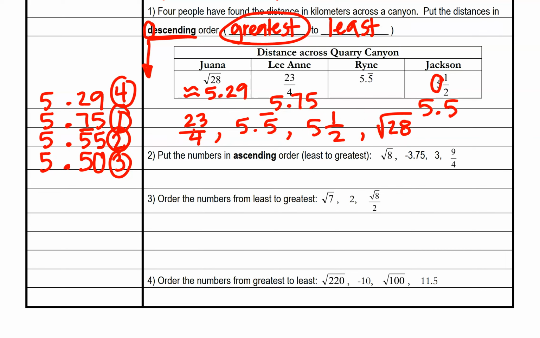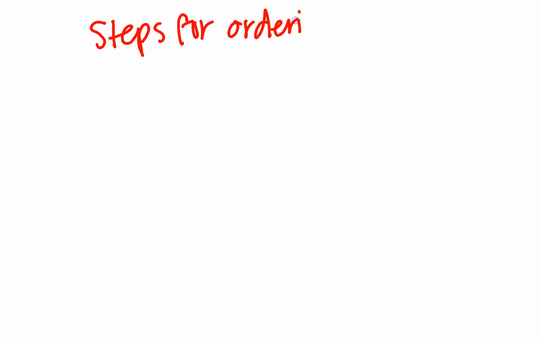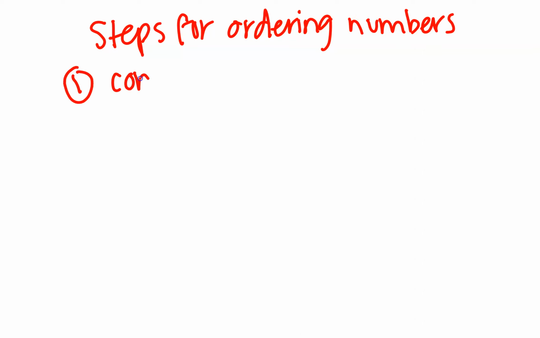Alright, so again, let me repeat the steps. Now, if you want to write them on a separate sheet of paper, I have here, and this is what I like to do. If you follow this, you should be fine. Steps for ordering numbers. So first, convert to decimals. So convert to decimal.